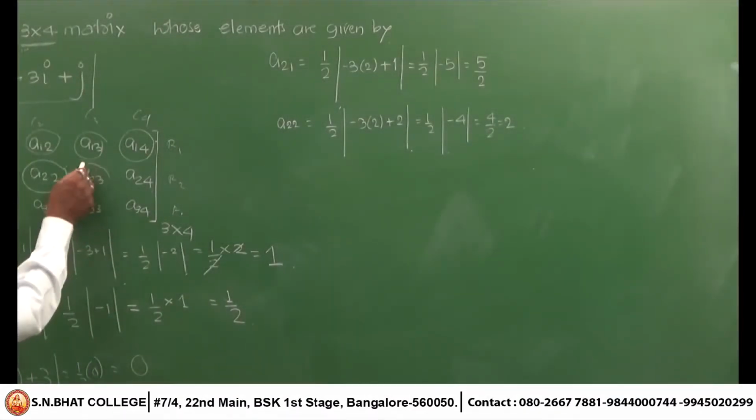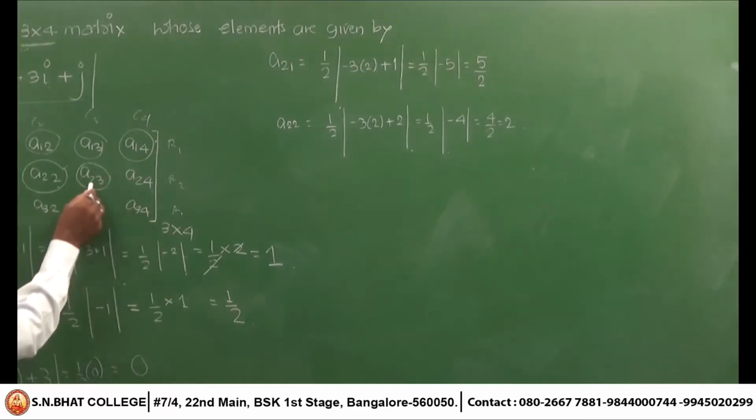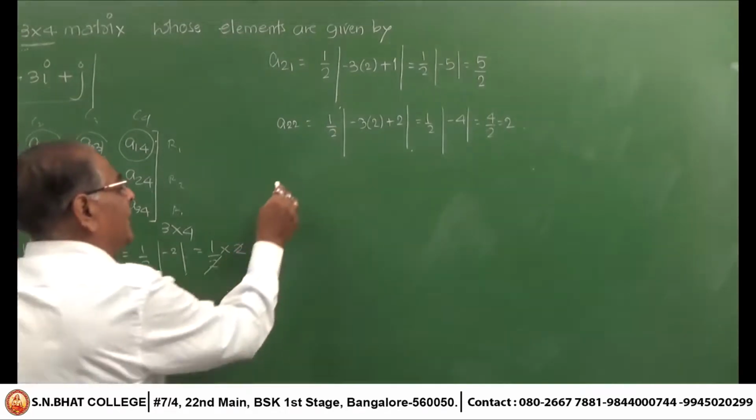Next you have to calculate the seventh element, where i is 2 and j is 3. That is A23.